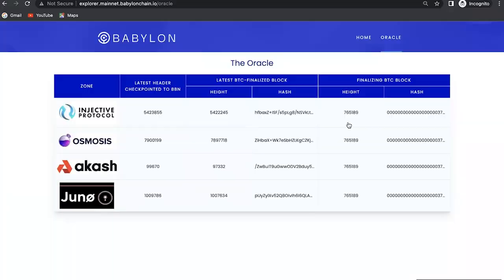Okay, so the next step is to automate this and to use this timestamp information in an automated way to help them safely unbond. So that's work in progress. But this is a live running chain right now.